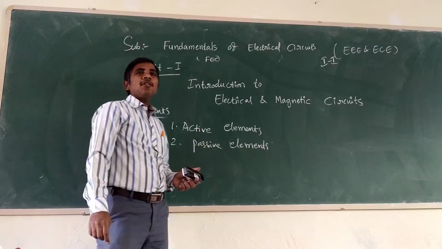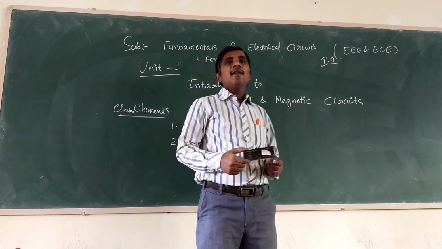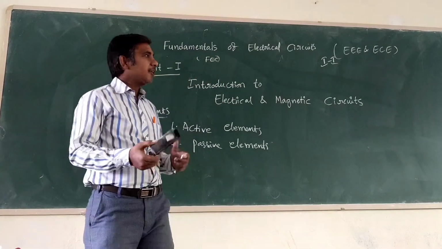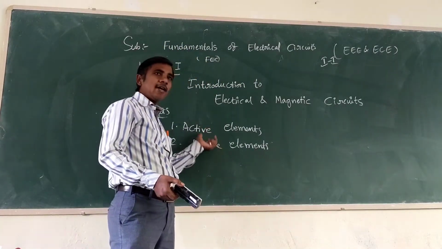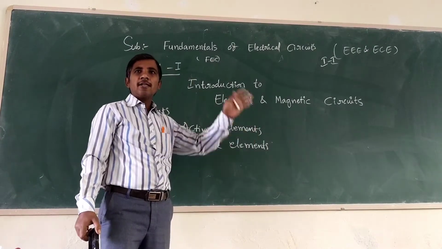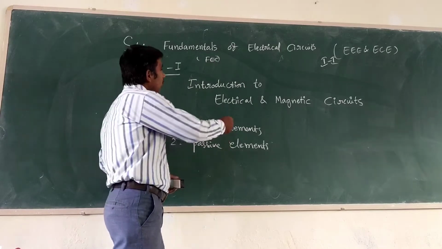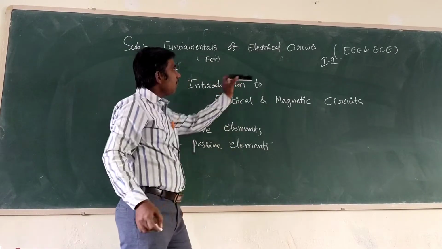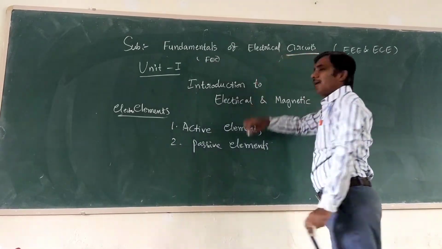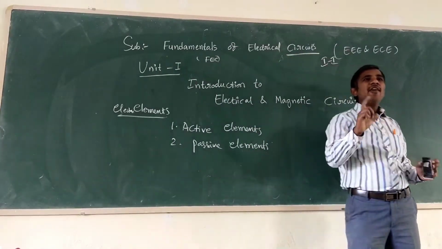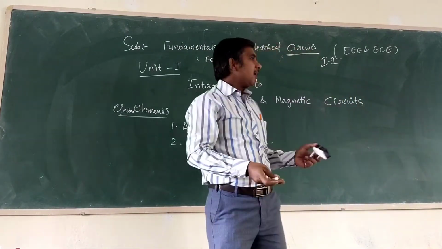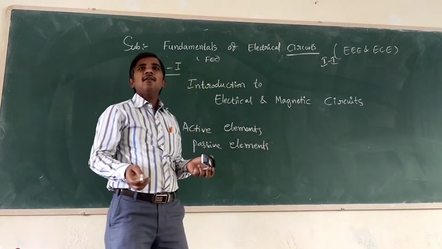What is meant by circuit? A circuit is a closed loop where the current will flow. The circuit is an interconnection of various elements, like active and passive elements, where the current, the electrons, move and flow. Fundamentals of electrical circuits means first we have to know what a circuit is. A circuit is the interconnection of various elements where the current will flow. If the current is not flowing, it is not a circuit.